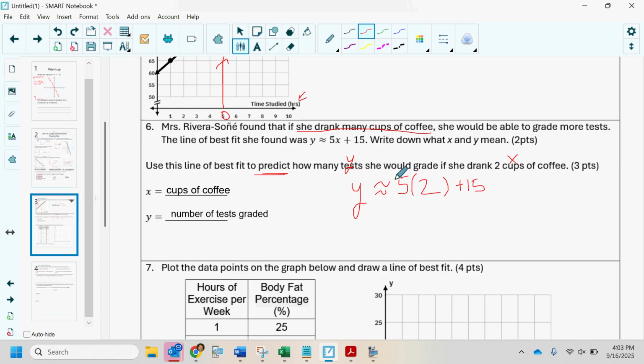And then you can type this into your calculator, or you can just do the operation. So 5 times 2 is 10, plus 15 is equal to 25. And so she can grade 25. And don't forget the units, tests.